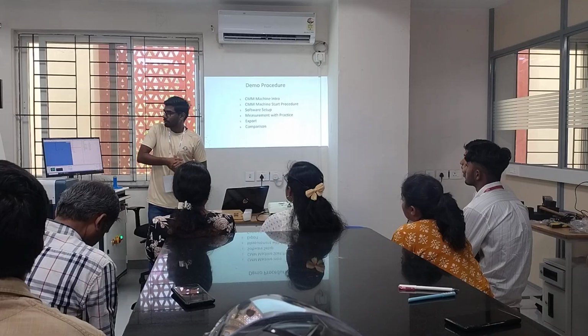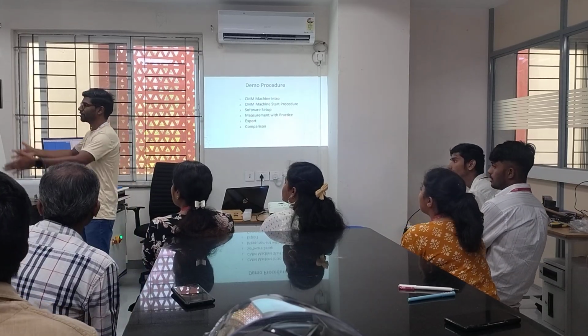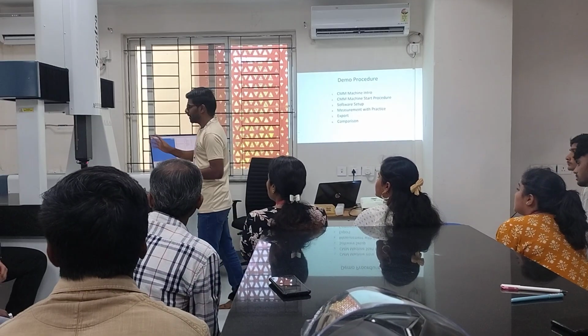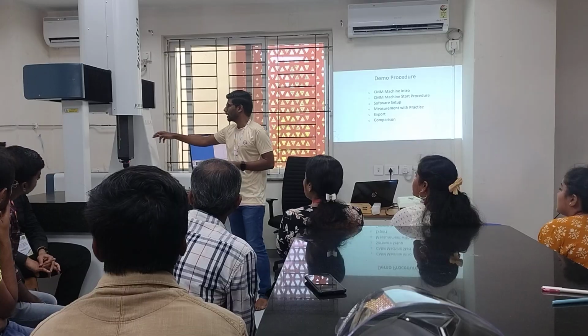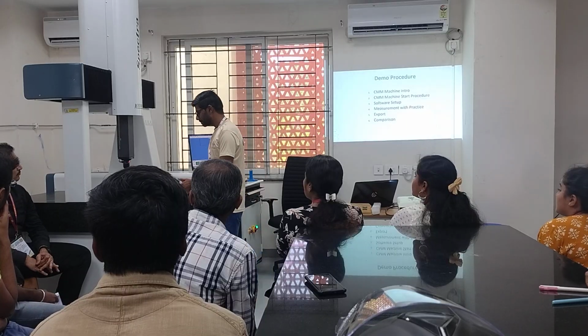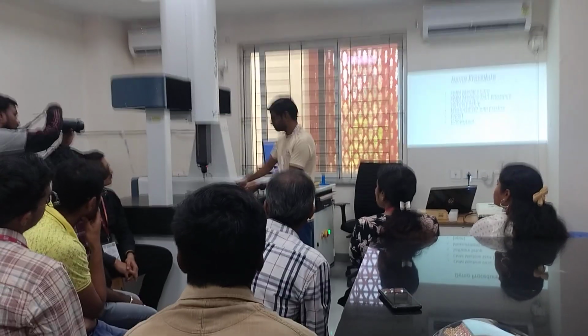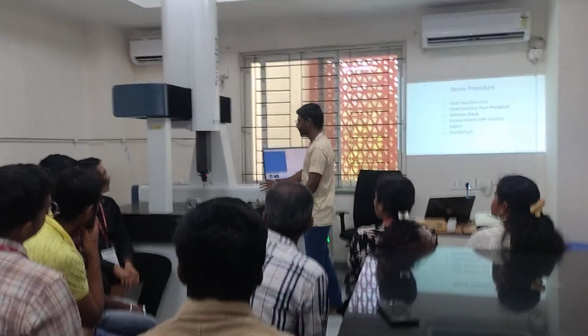First thing is the CMM machine intro. This is the CMM, coordinate measuring machine. This is the bridge type. You can see this is a kind of bridge. This is made by Accurate, a company in Pune, and this is the 5.6.4 model. It means 500 in height, 600 in Y, and 400 in X.